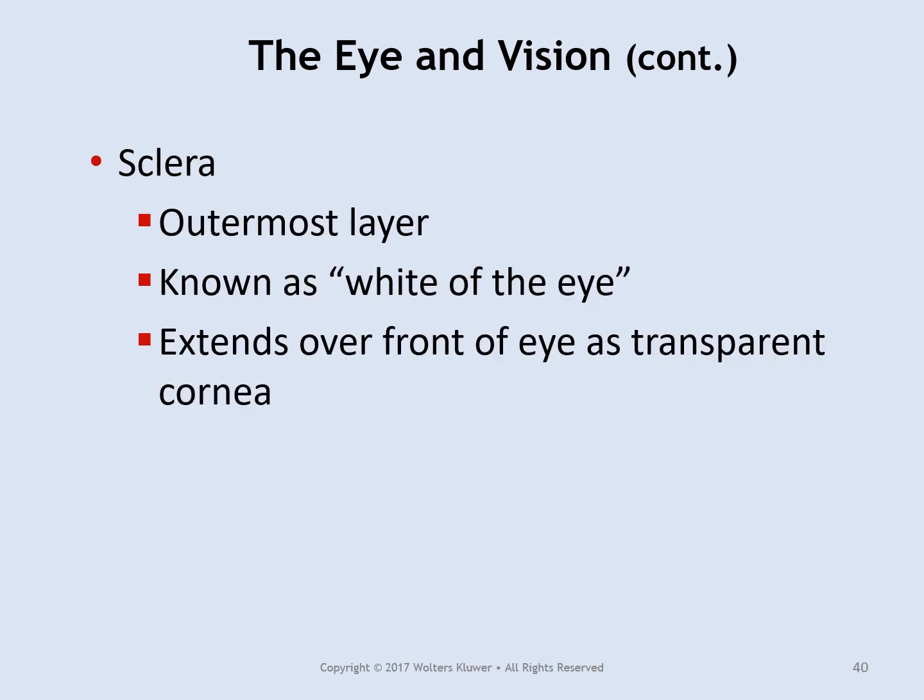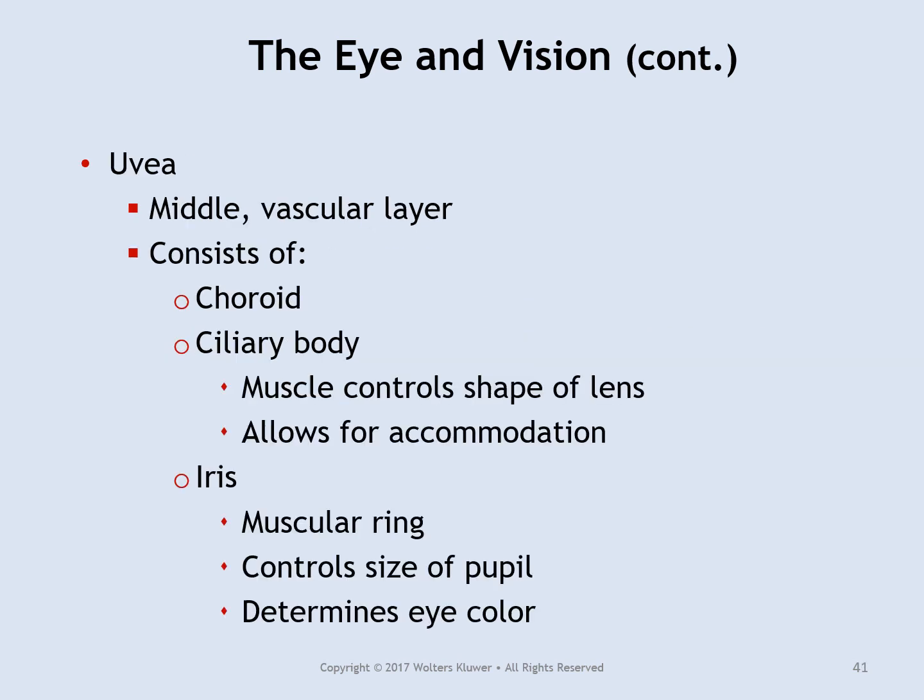So the sclera is your white part of your eye, or the white of the eye. In the front of the eye, the sclera becomes transparent and makes up your cornea. Your cornea helps to bend light as it enters your eye. Your cornea is one of the things that gets reshaped if you do some kind of laser eye surgery. They'll go in with a laser and change the shape of the cornea to bend light more appropriately.